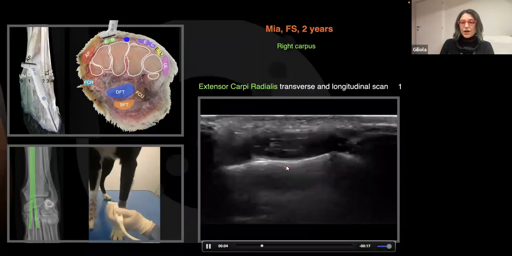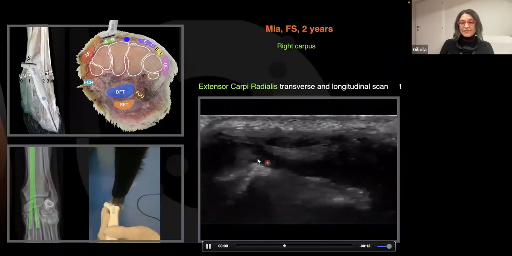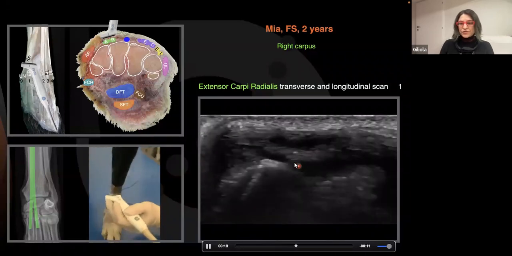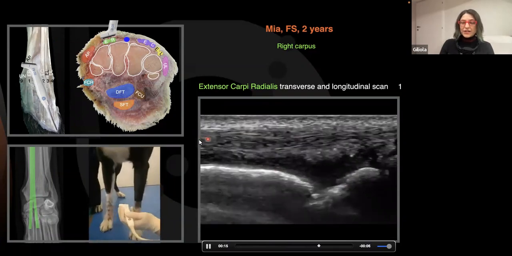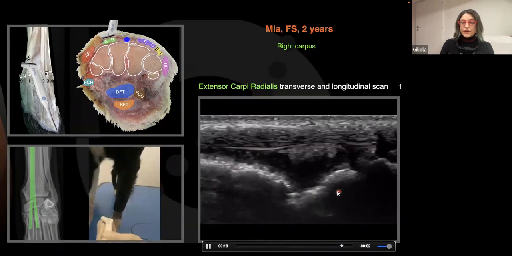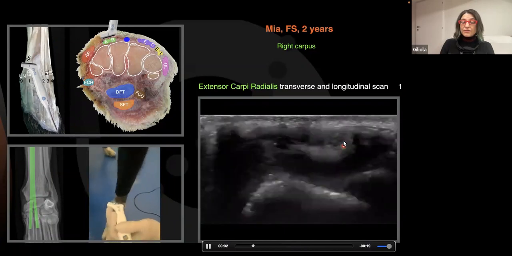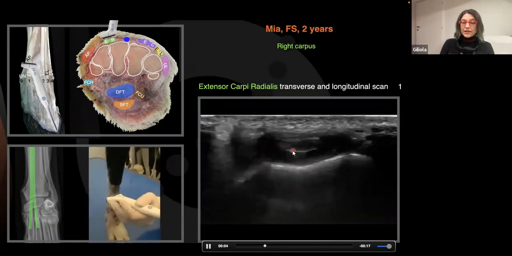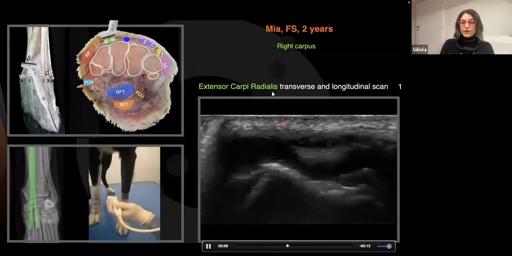You see there is a lot of effusion surrounding the tendon. And I say a lot of effusion, but this is most likely 1 or 2 millimeters. This is the tendon in a longitudinal view. This is the radius. This is the first row of the carpus. And I do see there is effusion surrounding the tendon sheath, and there is also effusion in the carpal joint.